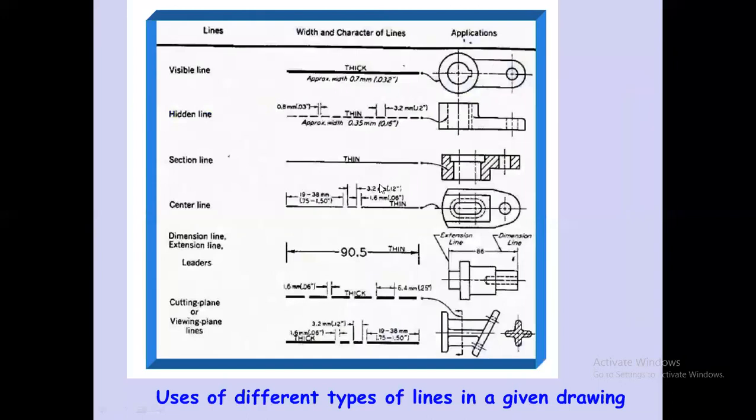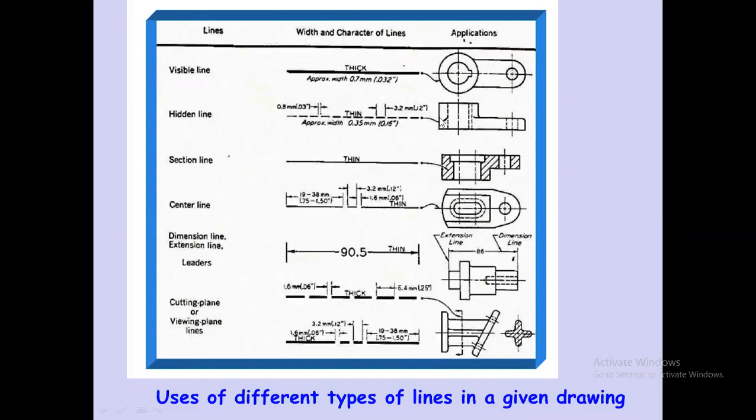See where we are using these, these are the applications in engineering drawing parts. These are the different types of lines: visible line, hidden line, section line, center line, axis, dimension line, cutting plane, viewing plane, etc. This is the thick continuous line, and the hidden line is thin with a dash, section line thin with a continuous, axis.